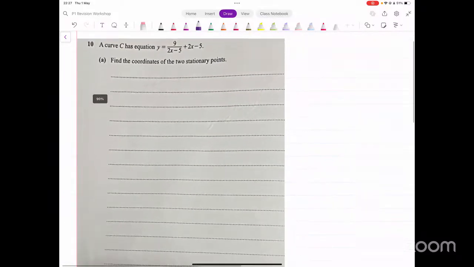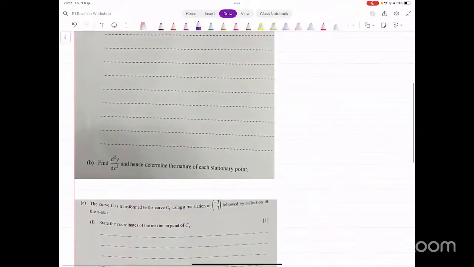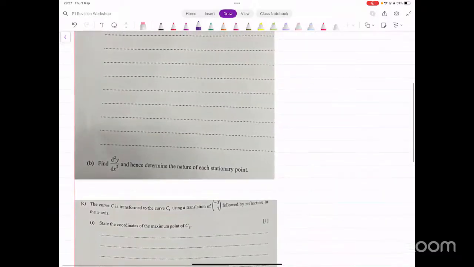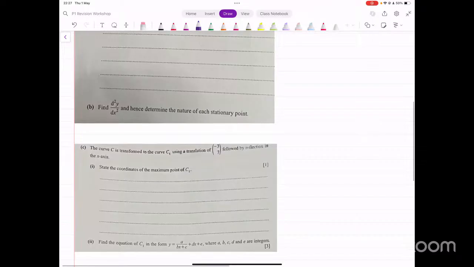Okay, so in the first part, you're just supposed to find the coordinates of the two stationary points, and then you have to find the second derivative and hence determine the nature of the stationary points. So you're done with that. Part C is what you're talking about. Let's try this. It says the curve C is transformed to curve C1 using a translation of (-3, 7) followed by a reflection in the x-axis. State the coordinates of the maximum point of that transformed curve.